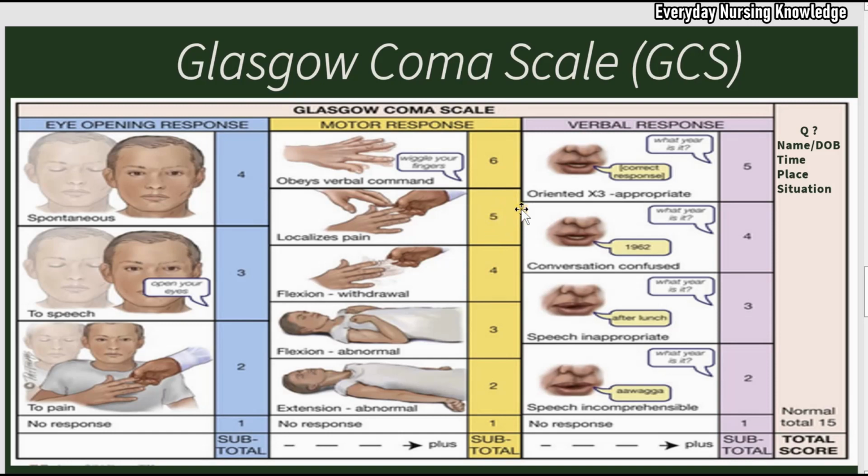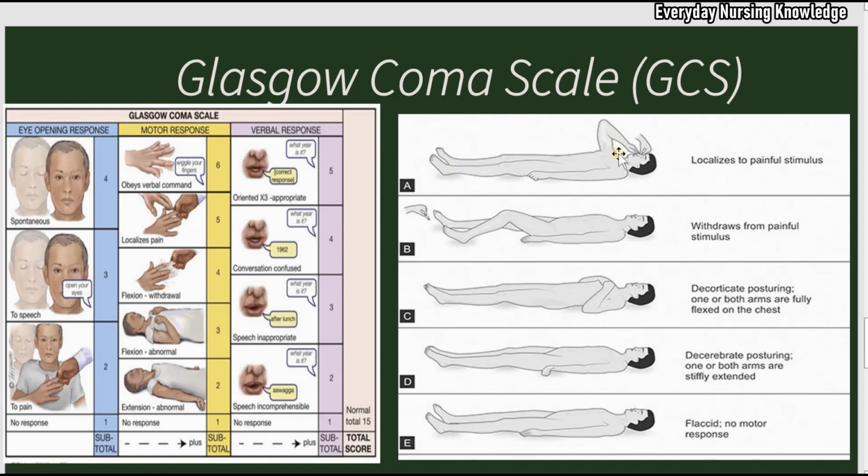Now you give a score of 5 if the patient is able to localize pain. That means you apply pressure, a trapezius squeeze or supraorbital pressure, and the patient brings the extremity towards the painful stimuli. That means the patient is able to locate the pain, or localizes the painful stimuli, then you give a score of 5.